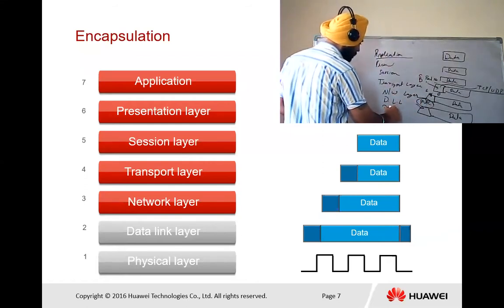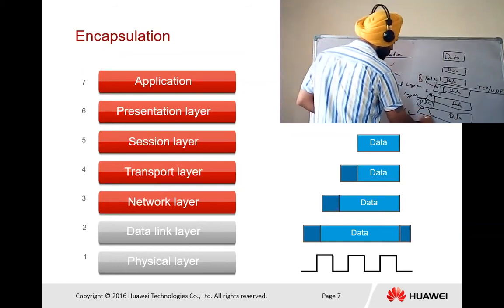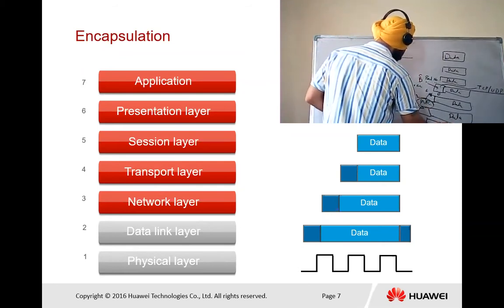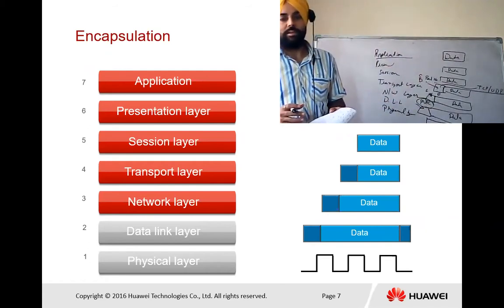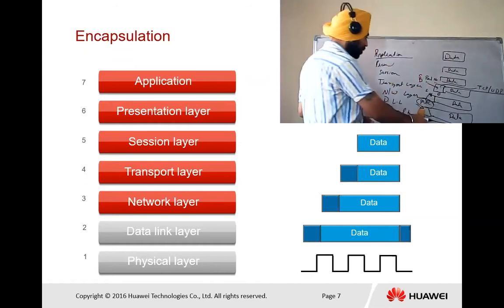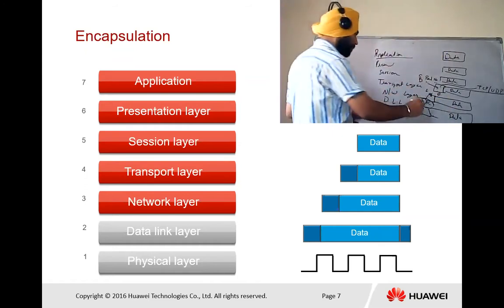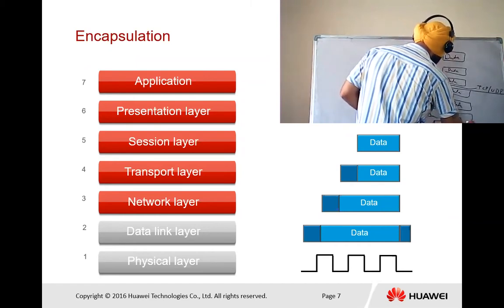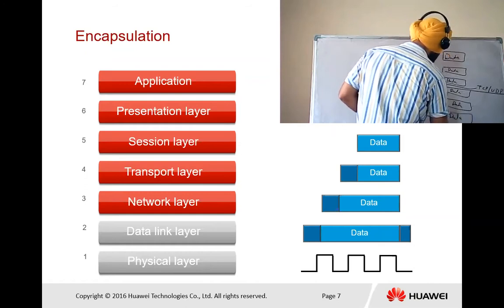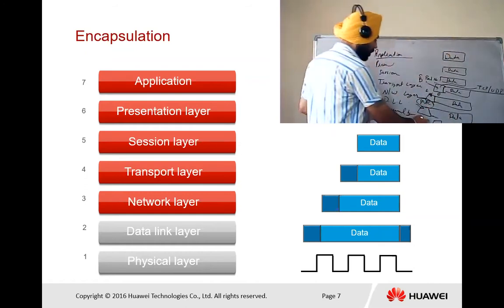Last is the physical layer. Again, it contains data, but the data is in the form of digital signals, because that is 0 and 1.